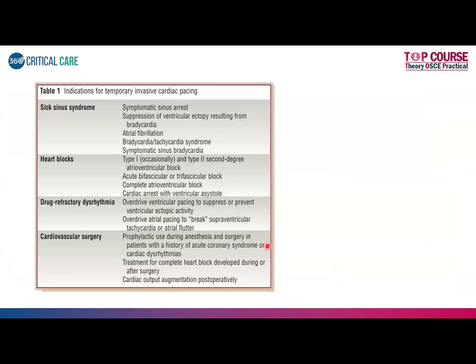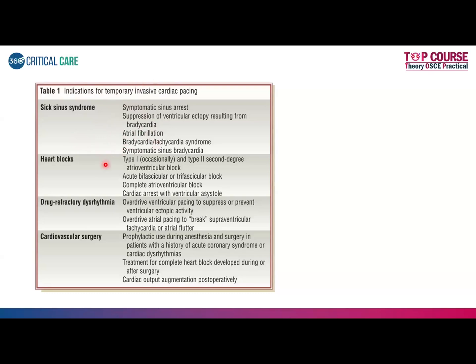Indications of temporary cardiac pacing. So we have sick sinus syndrome, heart blocks, drug refractory dysrhythmia, and cardiovascular surgery. So sick sinus syndrome, if symptomatic sinus arrest or sinus pauses, suppression of the ventricular ectopy resulting from bradycardia, atrial fibrillation, brady syndrome, and symptomatic sinus bradycardia. So these are the indications.